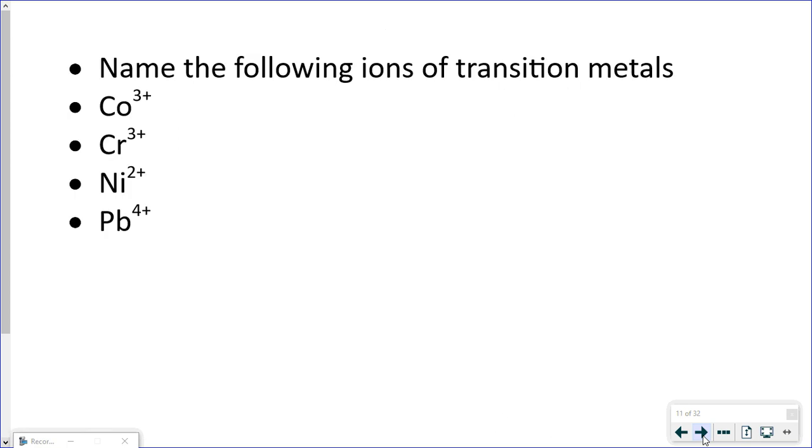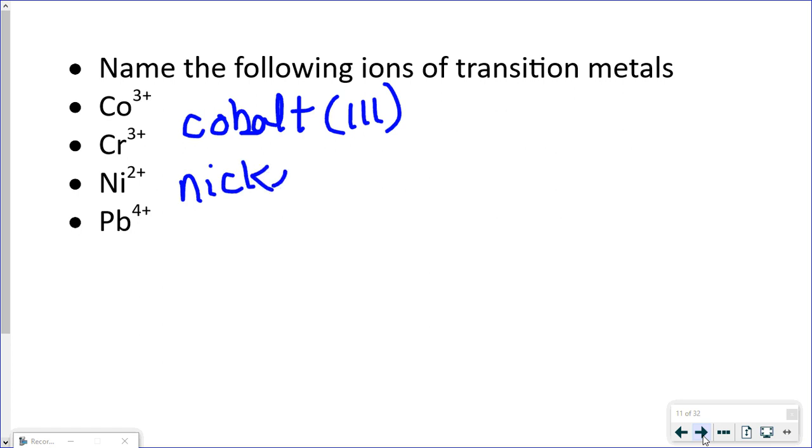So let's look at a couple simple ones. Just naming some transition metals. We have Co3+. Co is cobalt, and it's just going to be cobalt 3. Make sure that you are familiar with Roman numerals, I'd say up to 5. Chromium's the same way. The Ni plus 2, Ni is nickel, and it's going to be nickel 2.